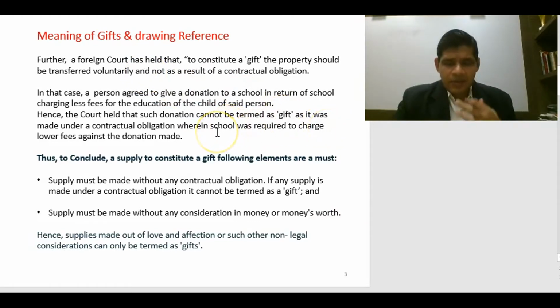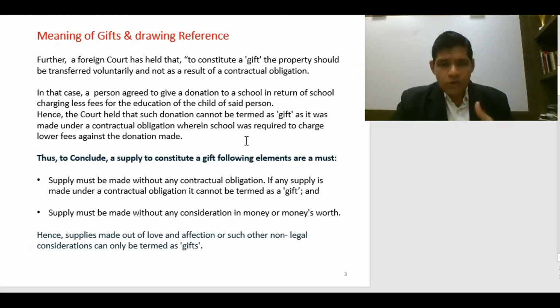In that case, what happened? A person agreed to give a donation to the school in return for charging lower fees for the education of that person's children. The court held that such a donation cannot be termed a gift, as it was made under a contractual obligation wherein the school was required to charge lower fees as that person had given the donation.